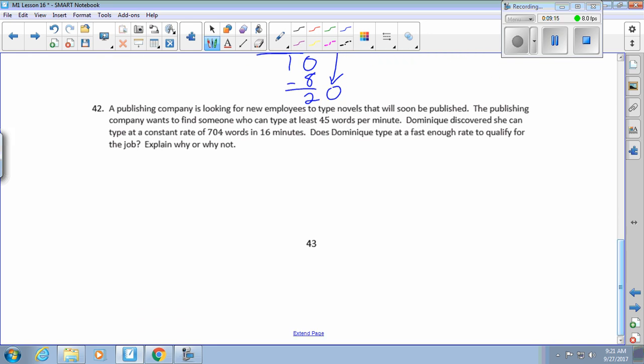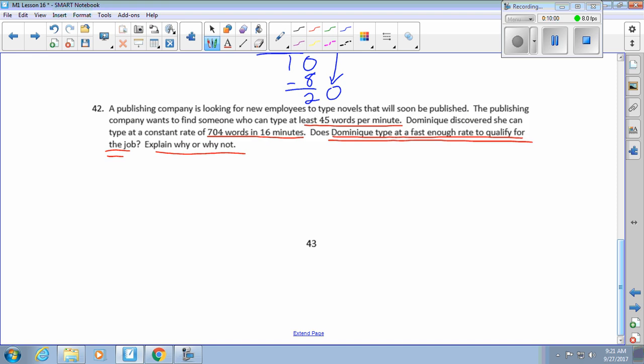A publishing company is looking for new employees to type novels that will soon be published. The publishing company wants to find someone who can type at least 45 words per minute. Dominique discovered she can type at a constant rate of 704 words in 16 minutes. Does Dominique type at a fast enough rate to qualify for the job? And explain why or why not. So we've got to, again, figure out if this place requires 45 words per minute to type. So in 1 minute, 45 words.